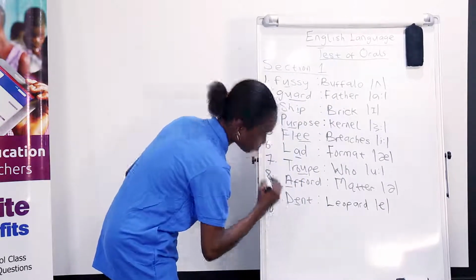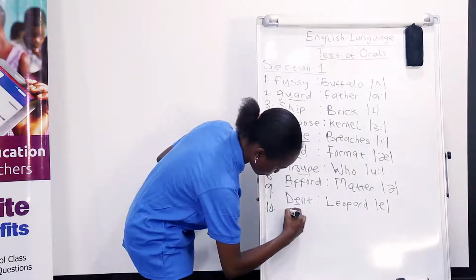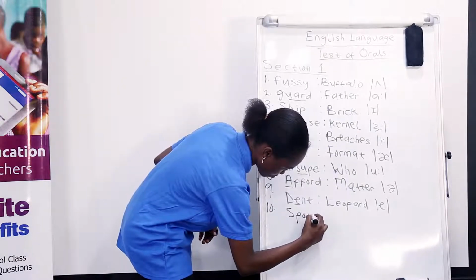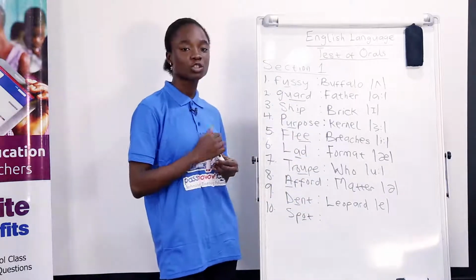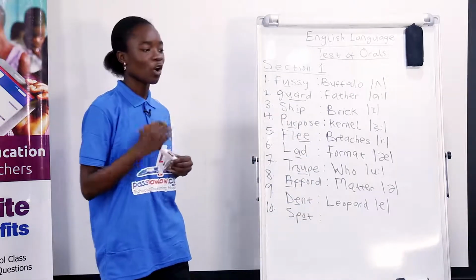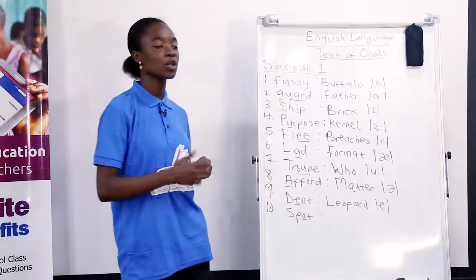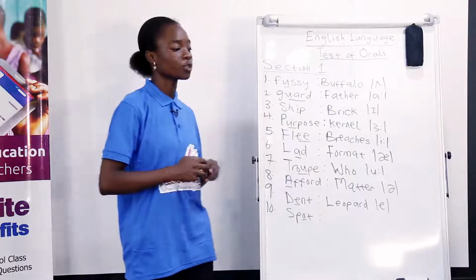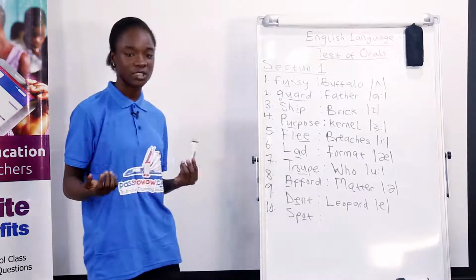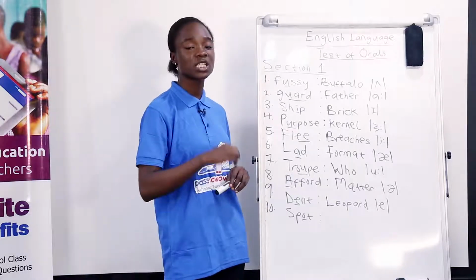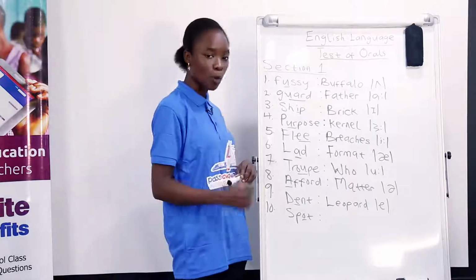Number ten, we have spot, with a short O sound. Option A, we have caught. Option B, probe. Option C, nod. And option D, snort. So the correct answer is nod. It has a short O sound as spot.